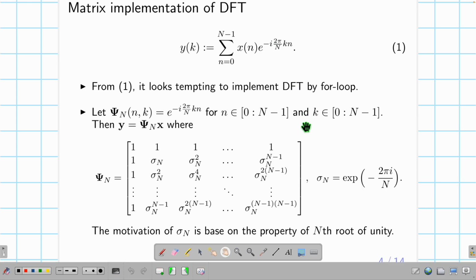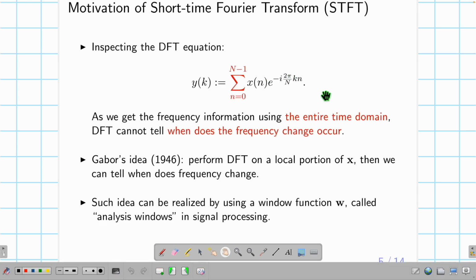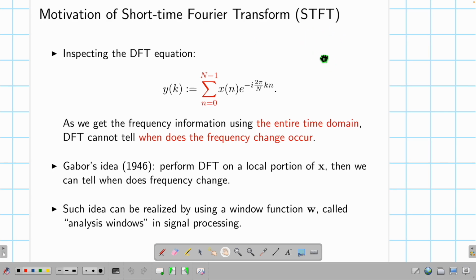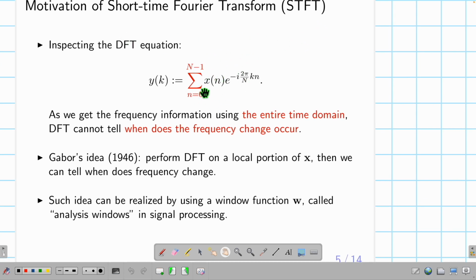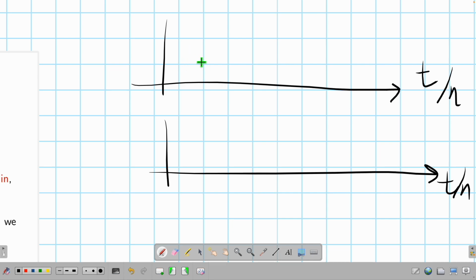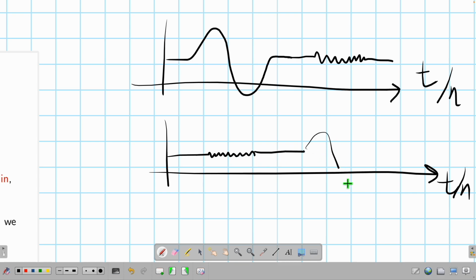Now here's the starting point of the new stuff. Why are we doing this STFT thing? If you look at this red thing, it says we do the whole thing from the entire time domain. This cannot tell when the frequency change occurs. Suppose I have a signal that looks like very slow, nothing, and then very fast. That means low frequency, nothing, high frequency. I can also have high frequency, nothing, low frequency.